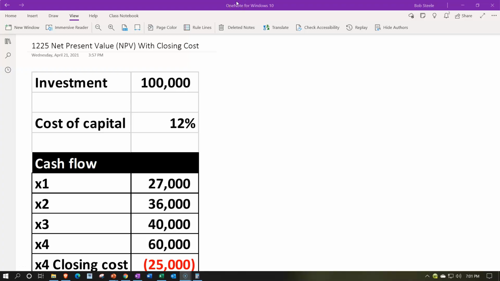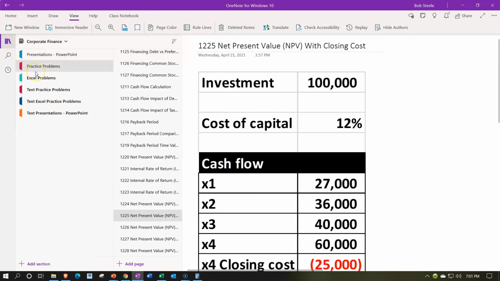Here we are in OneNote. If you have access to OneNote and would like to follow along, you're not required to, but if you would like to, we're in the icon on the left-hand side, in the practice problems, down in the 1225 net present value NPV with closing cost tab. Also note, when using OneNote, look at the immersive reader, because many of our presentations up top will be mirrored in the text area, having transcripts, same name, same number down here, with transcripts that can be translated into multiple different languages, which can be either listened to or read in them.